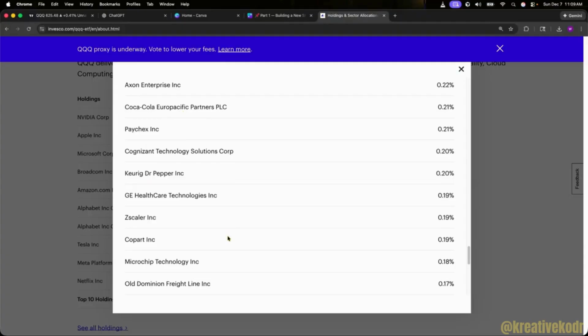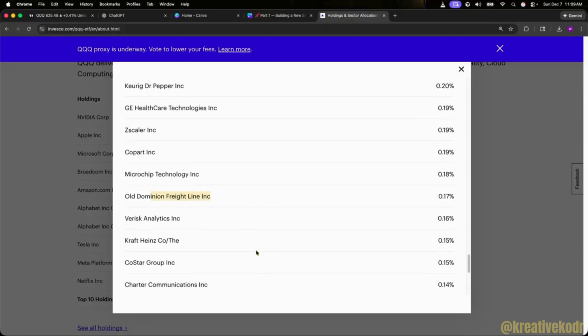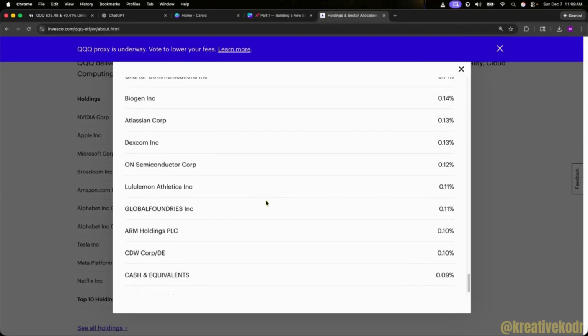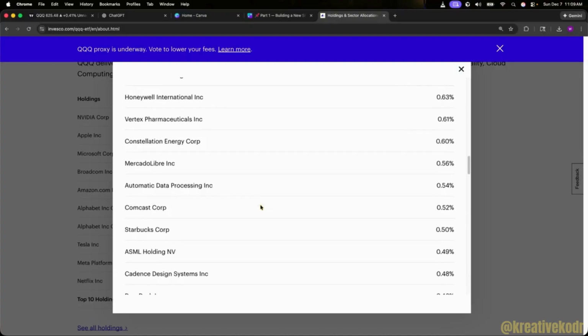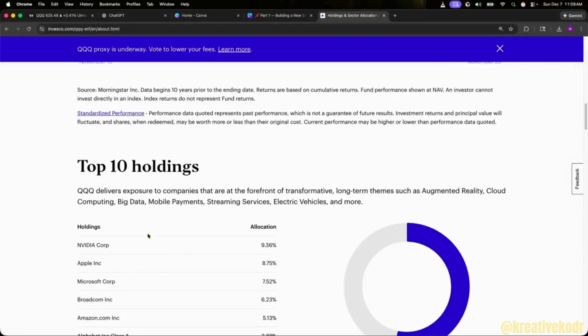Really a vast amount of tech companies. Old Dominion Freight Line, right? A trucking company. That's funny. I thought it was trucking tech, but that's kind of cool. I just noticed Old Dominion was in there. Lululemon, right? So you can see a very diverse set of companies in the ETF that allows us to trade or be invested in these tech companies.